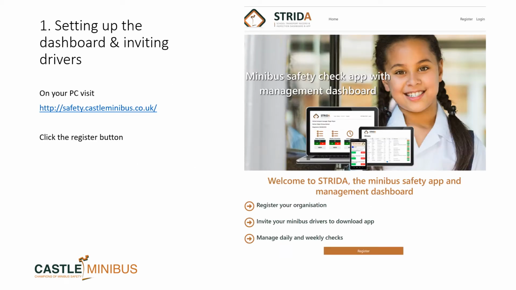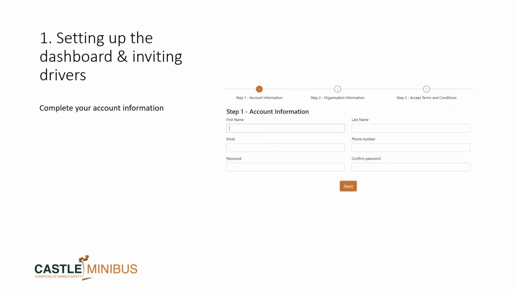To set up your account, you need to visit safety.castleminibus.co.uk and click on the register button to register your account. STRIDA is free and you do not need to contact Castle before registering. Start by adding your first name, your last name, an email address, a phone number and a password that you'll need to note down and remember for future use.